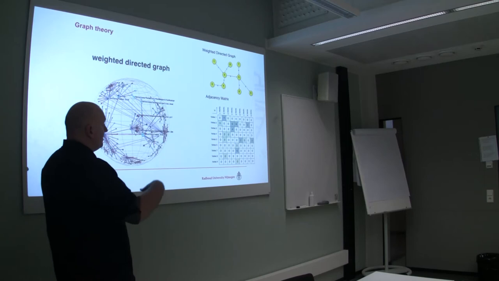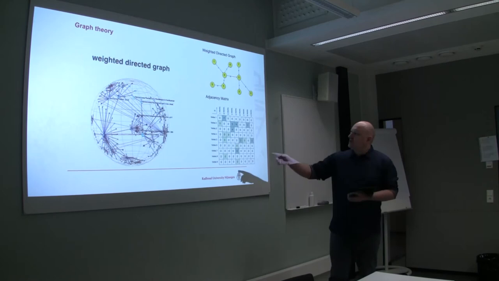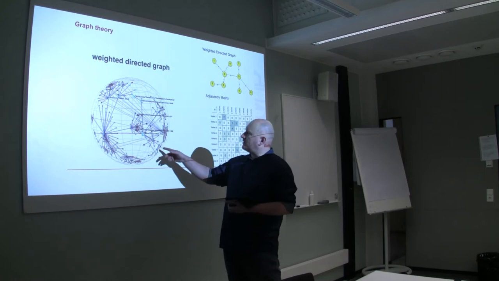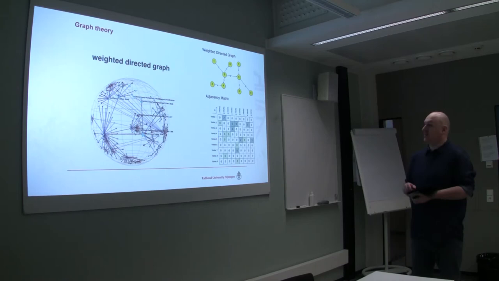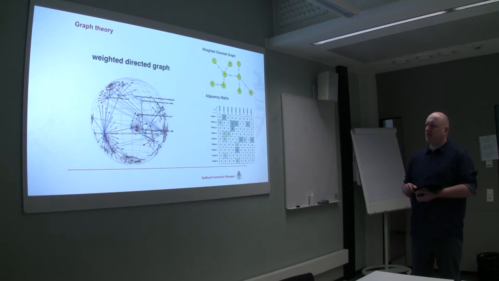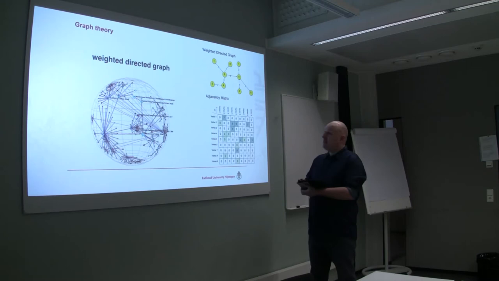Okay, so I think this is a computer network of a company. I forgot to put up what it is, but it's at least a global network, and it's a weighted directed graph. I think it's a logistics map of how they distribute their products.